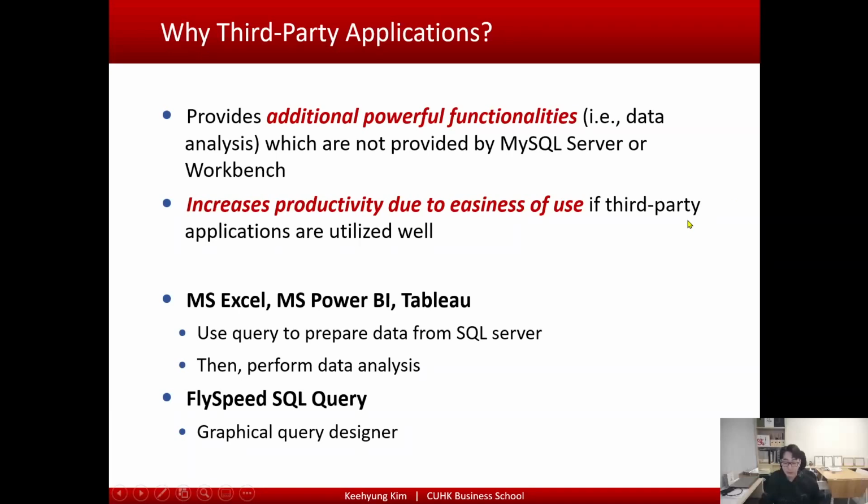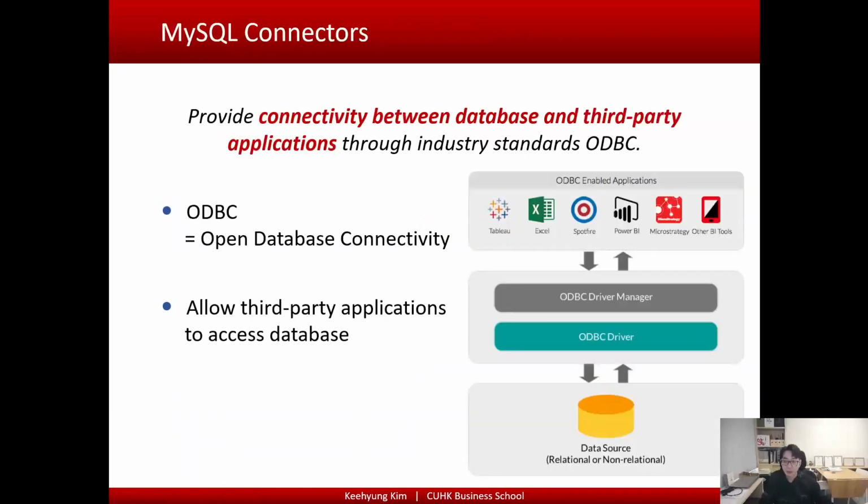So to utilize a third-party application, you need a connector. Basically, a connector provides connectivity between the database and the third-party application through an industry standard, which is ODBC. ODBC is basically Open Database Connectivity. So if you use a third-party application and you want to connect to a database server, there should be something in the middle which helps you make a connection. So you need this connector basically.